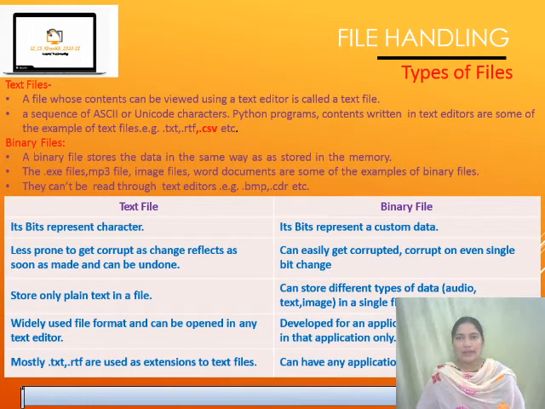Okay, now let's look at what the types of files in file handling in Python are. We have already seen in the syllabus: text files and binary files, and within text files we have CSV files also. So what is a text file? A file whose contents can be viewed using a text editor is called a text file. A sequence of ASCII or Unicode characters; Python program contents written in text editors are some examples of text files. If you open Notepad, the default extension is txt, right? So that is a text file.